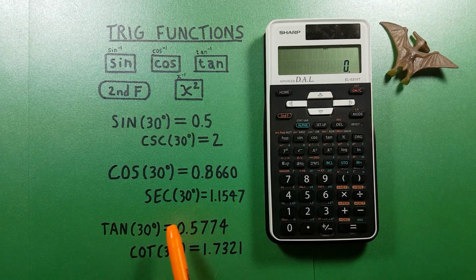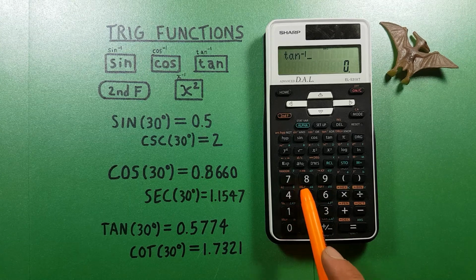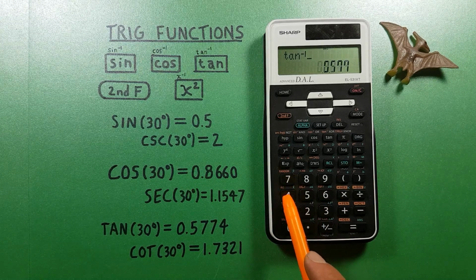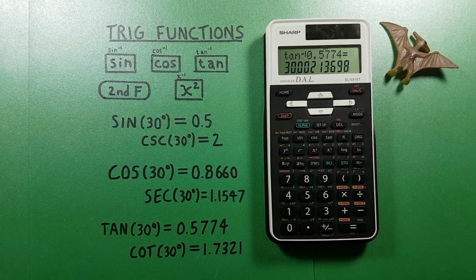And arctan, again, second function, tan, 0.5774, that's what we had, is equal to, again, what would round to 30 degrees.